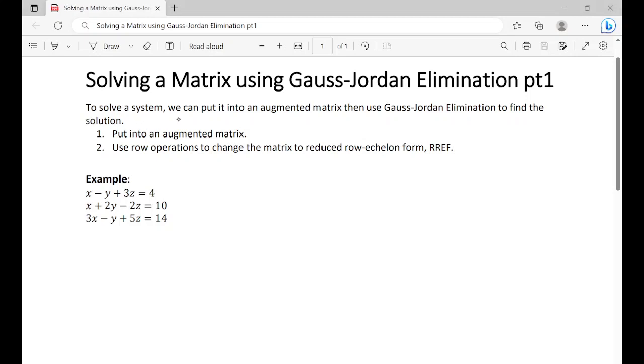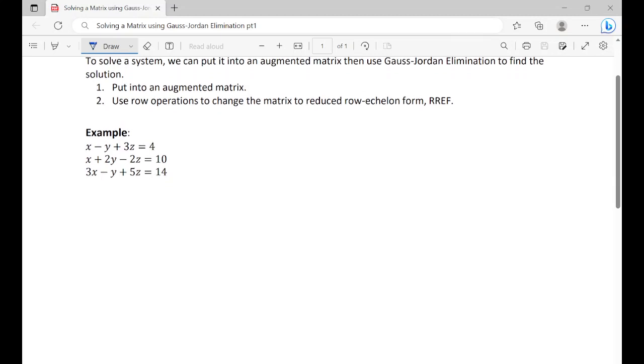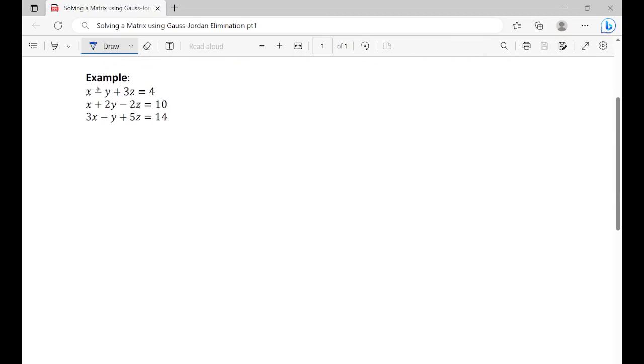To solve a system, we can put it into an augmented matrix, then use Gauss-Jordan elimination to find the solution. So the steps we've got to do is to first put it into an augmented matrix, and then we're going to use row operations to change the matrix to reduced row echelon form, RREF. So first we have this system of linear equations here, and we're going to put it into an augmented matrix.